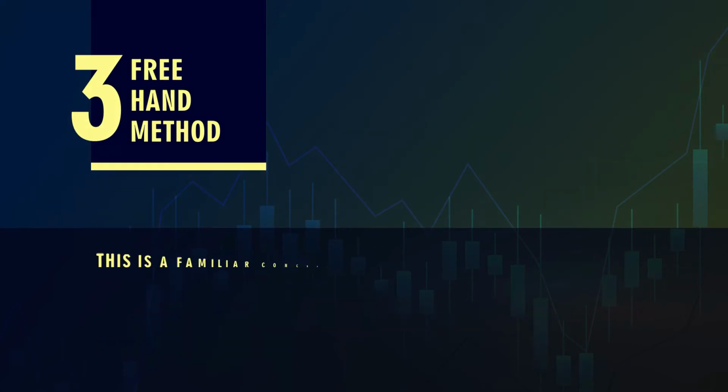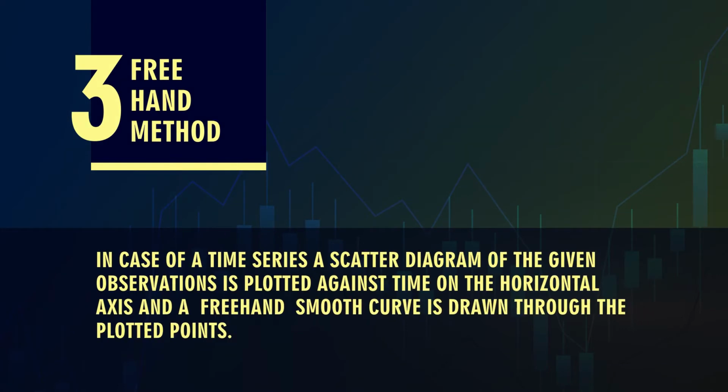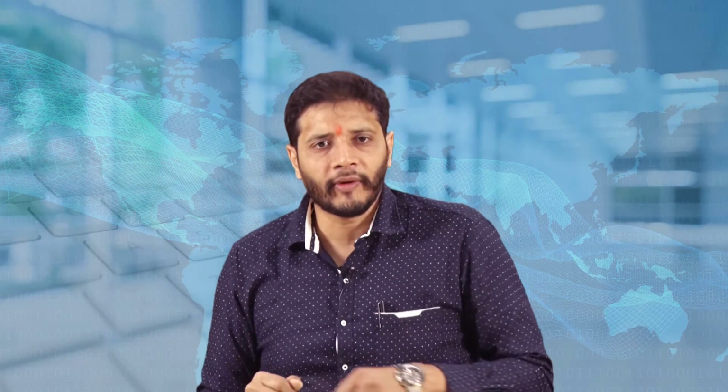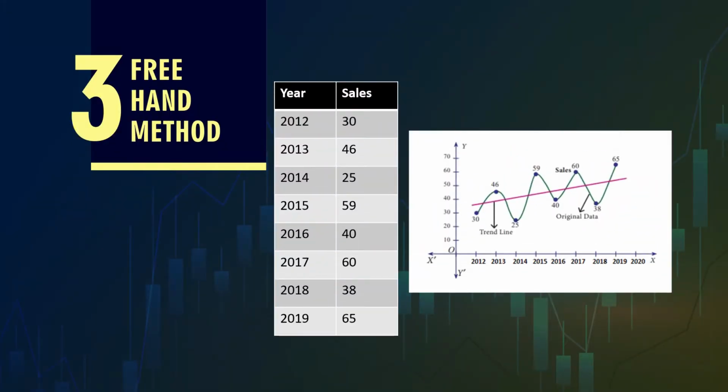So if you go more into the depth of the freehand concept, you will find this is a familiar concept and is briefly described for drawing frequency curves. In case of a time series, a scatter diagram of the given observations is plotted against time on the horizontal axis, and a freehand smooth curve is drawn through the plotted points. So the freehand concept is a very familiar concept, briefly described in drawing the frequency curve. And if you see this particular image, you will find how we have calculated the freehand concept.